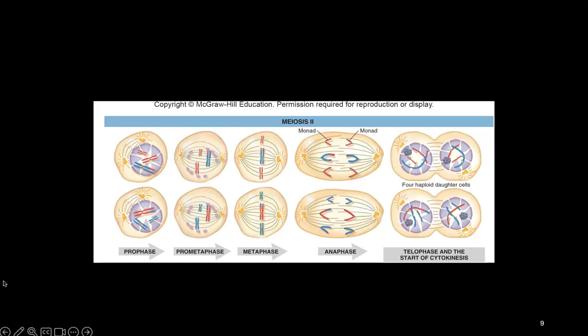Meiosis 2 is really just a repeat of mitosis, except for, as stated previously, the starting cells are haploid rather than diploid. This stage separates sister chromatids, resulting in four total daughter cells.